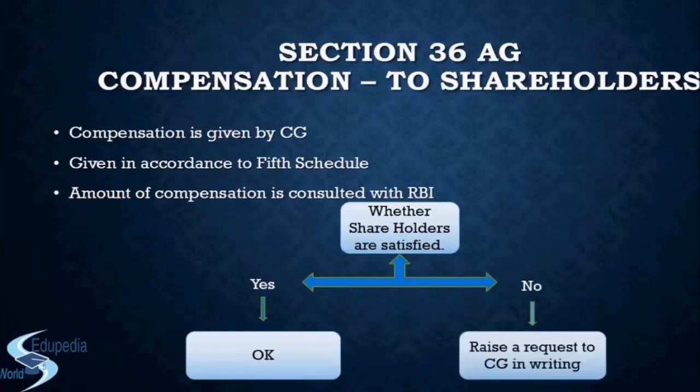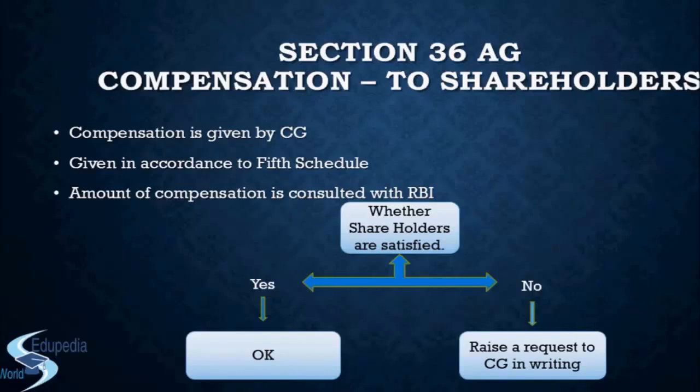In that case, they would give a request to CG in writing, right. They would make an application saying, okay, this is the amount of compensation that you're giving us, but we are not satisfied. We are worth more. We are losing a lot more than what we are getting in return, right. So you need to reconsider the compensation that you are giving to us. Once CG receives the application, CG would refer the matter to the tribunal, because the request would be to refer the matter to the tribunal that is constituted under section 36AH for this very purpose, right.